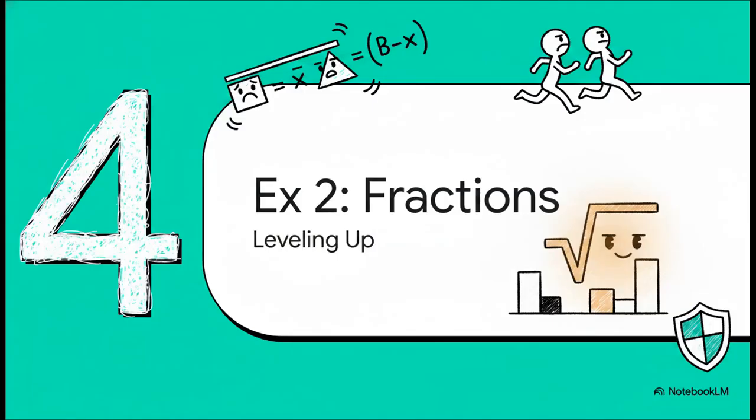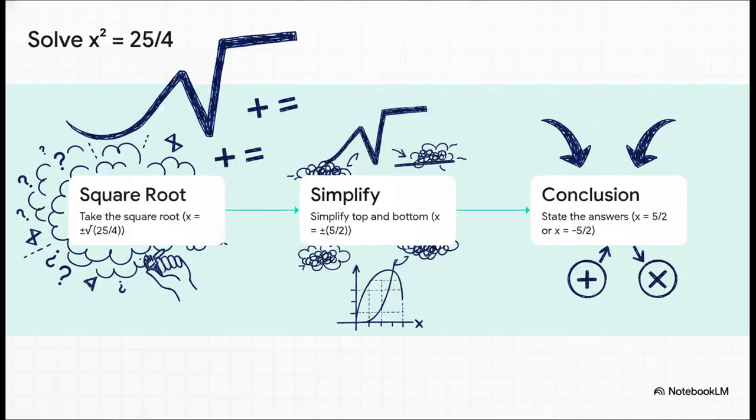Section 4. Example 2. Fractions and binomials. It's time to level up. Look, I know fractions usually make us want to run for the hills, right? But hold on, check out this shortcut. We're solving x squared equals 25 over 4.